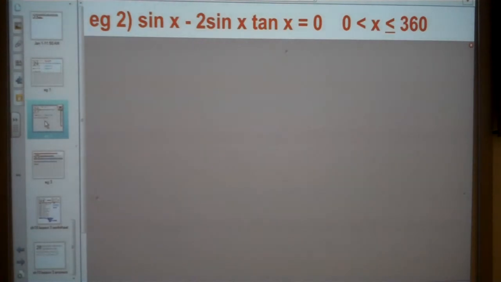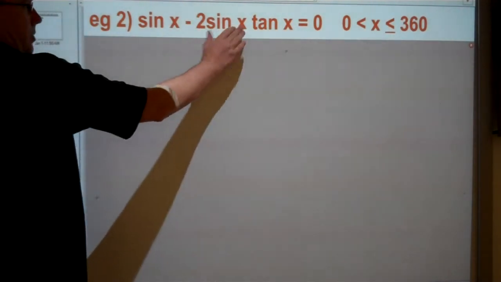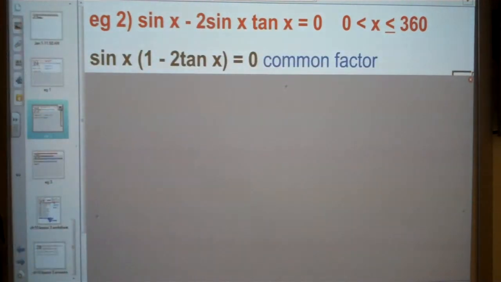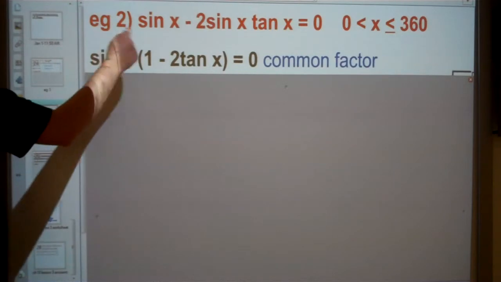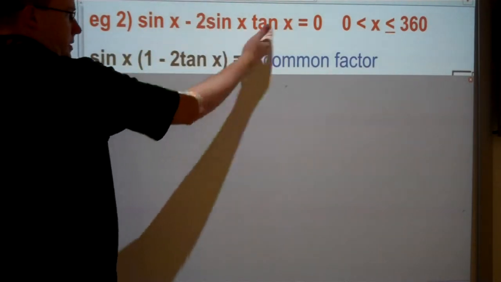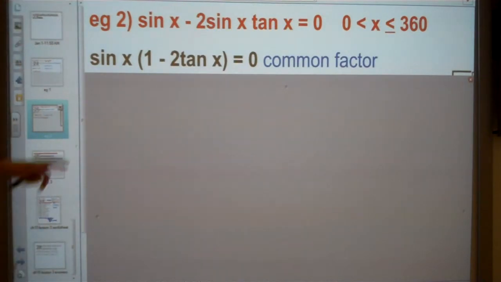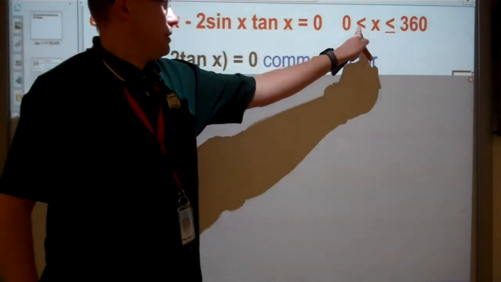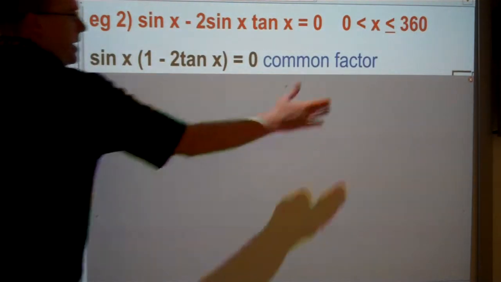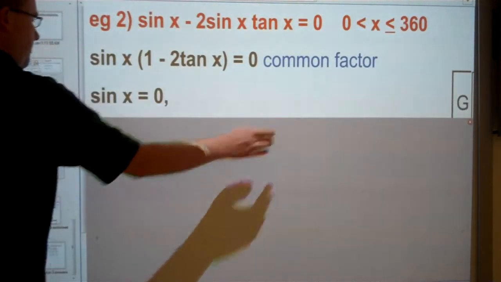Now for our second example, once again it's equal to 0, we've got 2 terms, we're going to see if we can factor. Notice the common factor here, both of these have sine x. So we take sine x as a common factor. Sine x times 1 is sine x, and sine x times negative 2 tan x gives us this expression here. And then we solve as well. Notice for this question, no equals to on the 0, so they're trying to catch us out here, but we can have equal to 360.